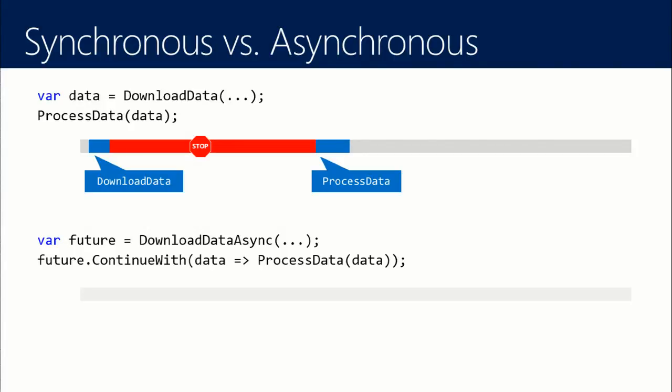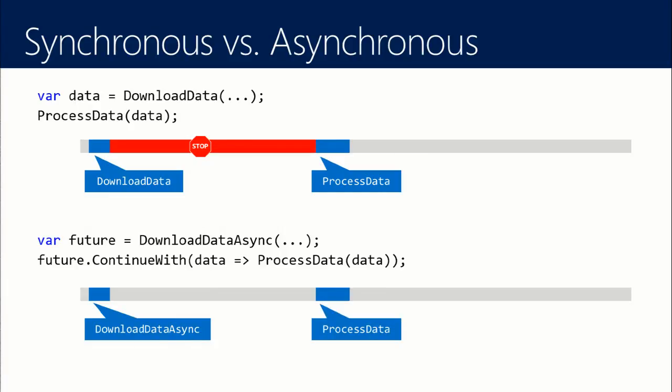Now, you look at the asynchronous case. For asynchrony, I'm saying download data async, and I'm getting back this future object. And on the future object, I'm calling some method like continue with, and saying, hey, once you have data, go ahead and do this thing. In this case, I'm saying process data. Call process data, hand off that data you just got back. And so what that means is download data async can return to me right away. I immediately subscribe that continue with handler, and then I move on with whatever else I need to do, maybe returning back to the UI message pump.